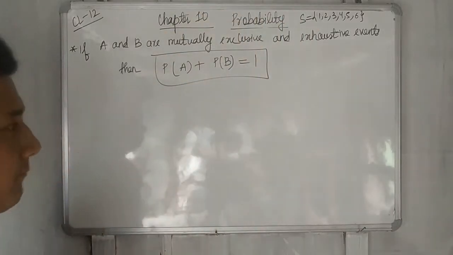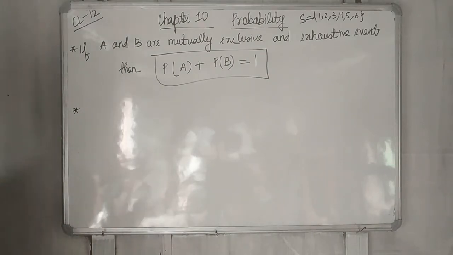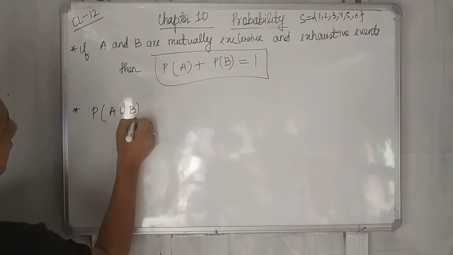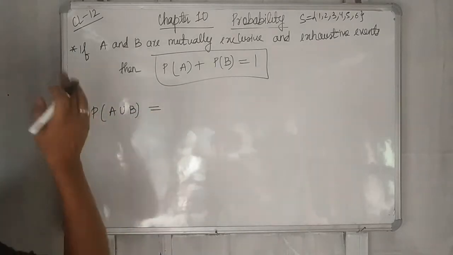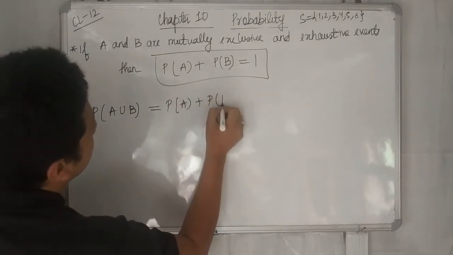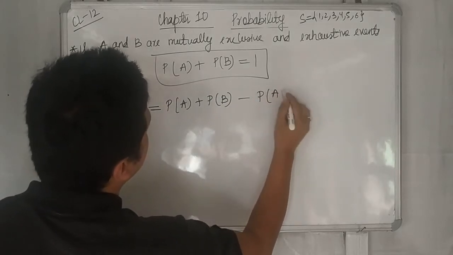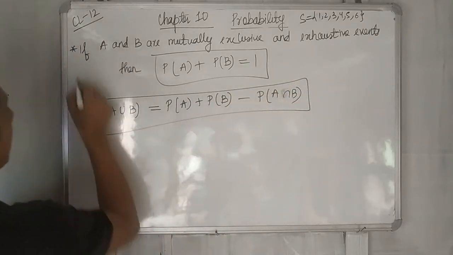Now we come to another important formula which we need for this exercise, that is probability of A union B. I think I have also discussed this in class. Once again I am giving the formula: probability of A union B is probability of A plus probability of B minus probability of A intersection B. Okay, so please learn these two formulas by heart.